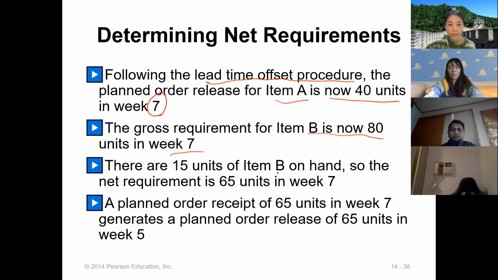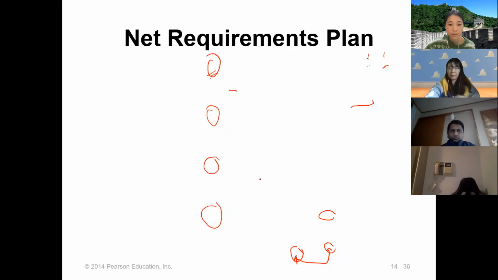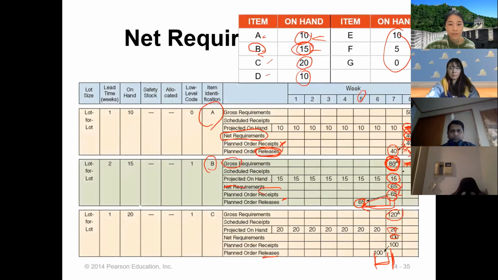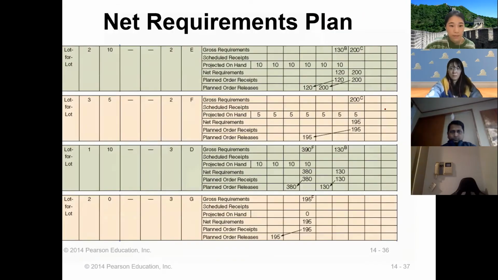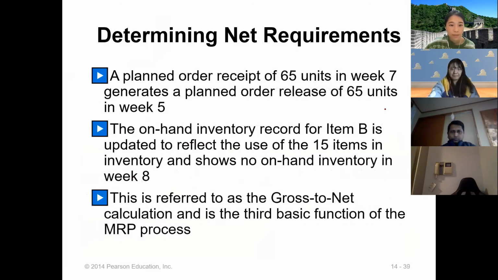So 15 units of item B on hand. So the net requirement is 65 units in week 7, which I showed just now. Okay, I showed you just now. B, you need 65 net requirement. Then the planned order release should be at week 5. So week 5 order, week 7 arrive, or you get the item. And the rest of the things. Okay, this is actually explaining the detail.